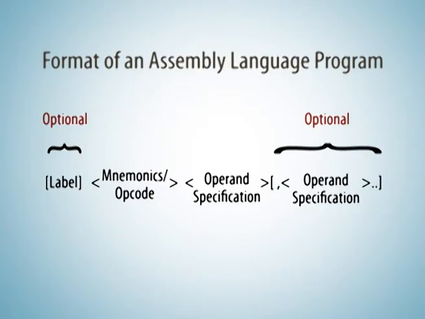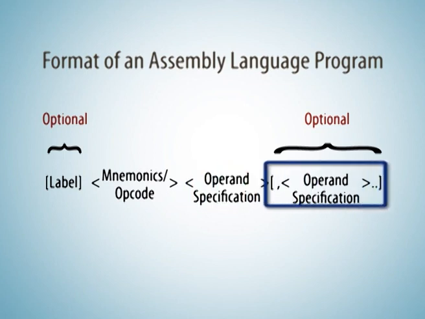In order to better understand an assembler, consider the format of an assembly language program. The typical format of an assembly statement is: first you write a label. Since the label is given in square brackets, it is optional. Next is the mnemonic operation code, and the mnemonic is followed by the operand specification. Then you have another operand specification given in square brackets, which indicates that it is optional.